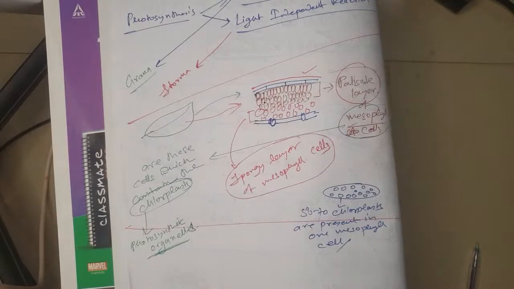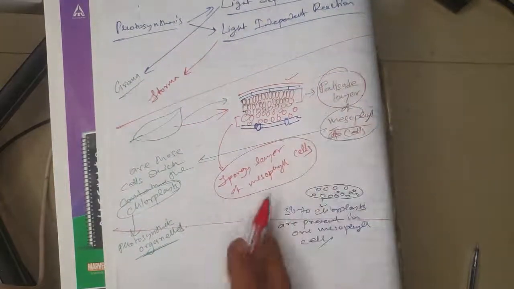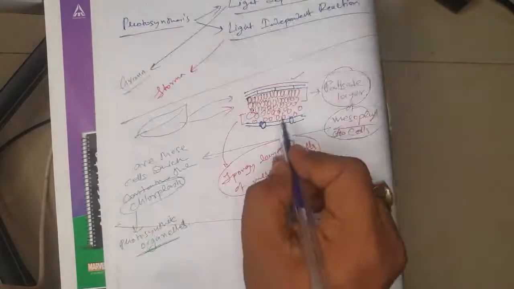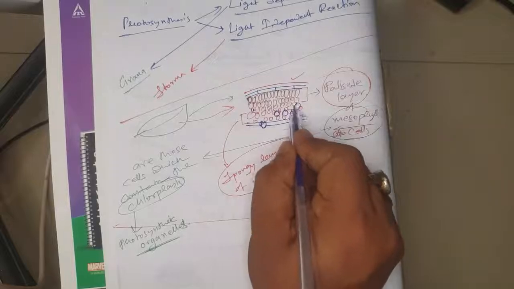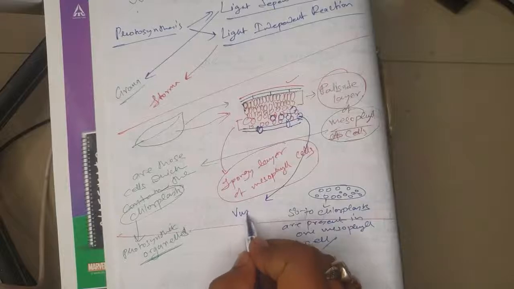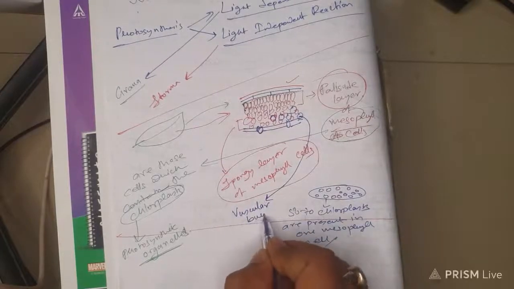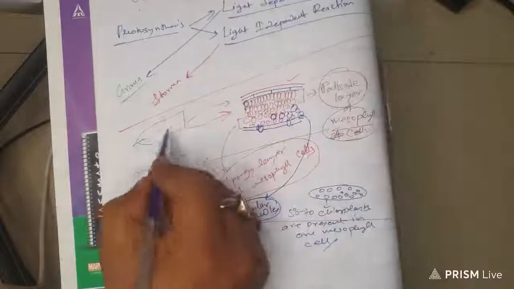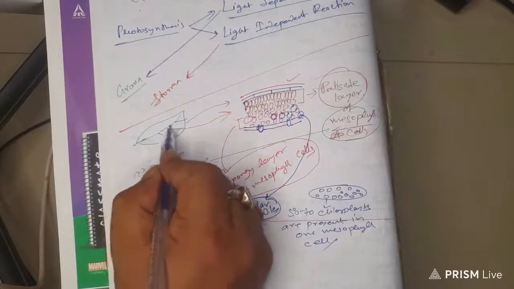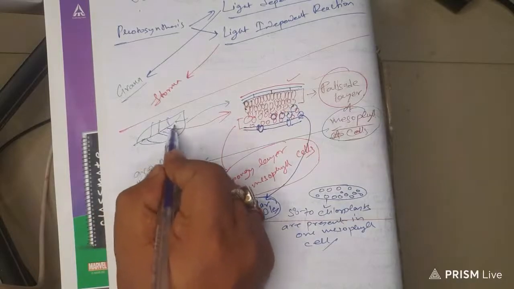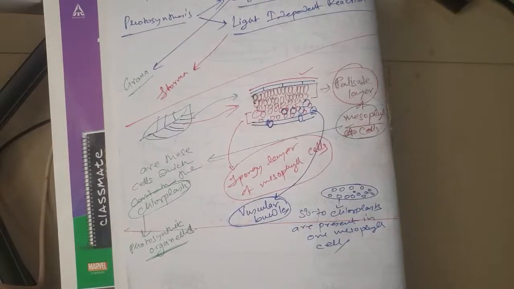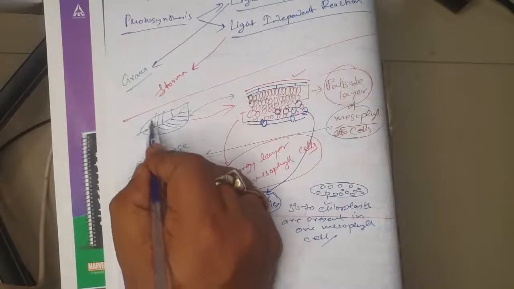Now in the spongy mesophyll layer there will be space in between, air gaps. These are the vascular bundles. If you cut open, you will find vascular bundles through the veins. Lots and lots of veins are there, and vascular bundles run through the veins.